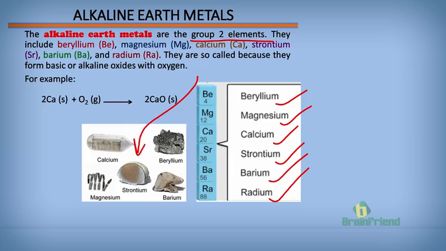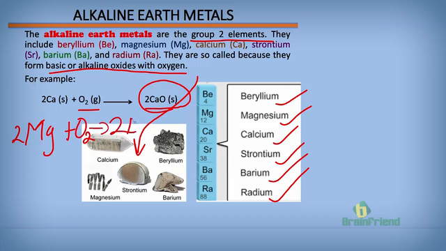Now, they are so called alkaline earth metals because they form basic or alkaline oxides with oxygen. So when they react with oxygen, for example, we have calcium reacting with oxygen to give calcium oxide. This is what we call a basic oxide. So whether calcium or magnesium, whichever one reacts with oxygen, we are going to be having a basic oxide. So for magnesium, we will have magnesium oxide. With beryllium, it will be beryllium oxide, and so on.